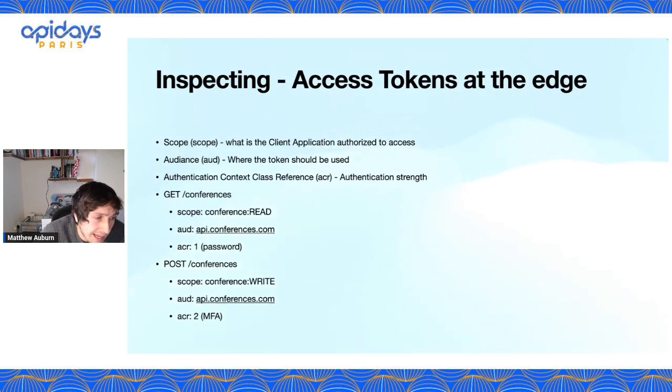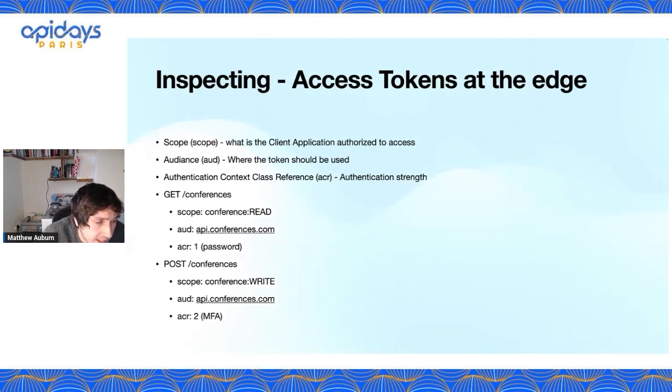And again, the audience value is another claim where it's about where this token is intended to be used. So, for example, let's just say we've got this domain api.conferences.com, and then there is another subdomain called forums.conferences.com. If the access token was actually intended to be used at the forums.conferences.com, and it was sent to the different endpoint and that endpoint was called, what we would find is that request would be rejected because it's not intended for that endpoint.